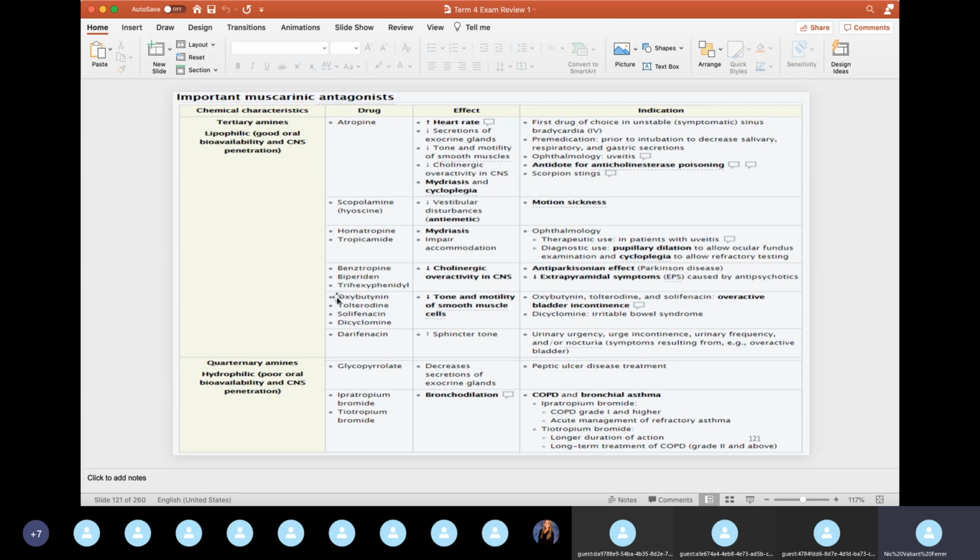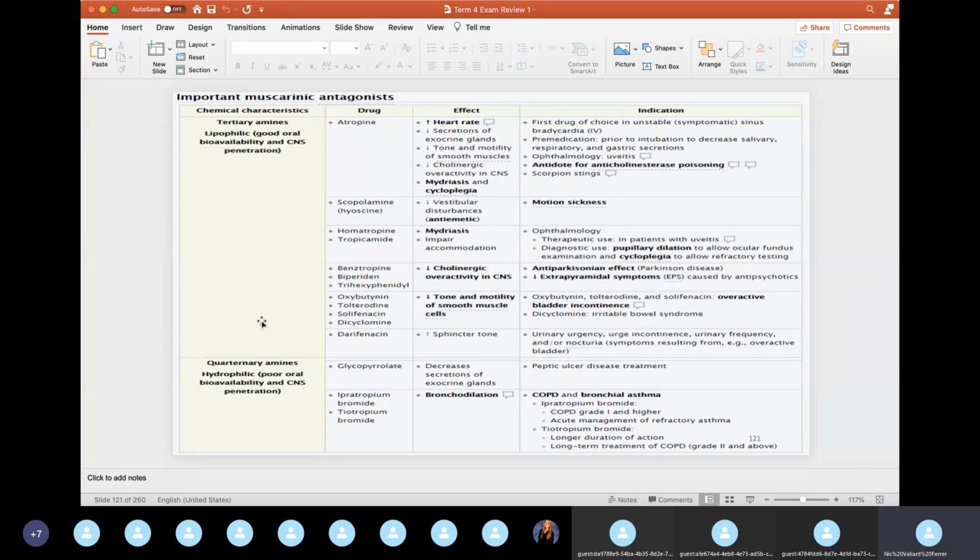Benztropine, biperiden, and trihexyphenidyl, think anti-Parkinson's drugs. So you can also use muscarinic antagonists in Parkinson's disease, okay, to decrease what? Remember the extrapyramidal symptoms from Parkinson's, your tardive dyskinesia, your akathisia, right? Oxybutynin, tolterodine, solifenacin, dicyclomine. This is for overactive bladder incontinence, okay? Overactive bladder incontinence.